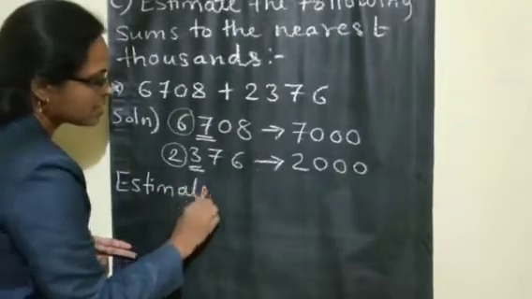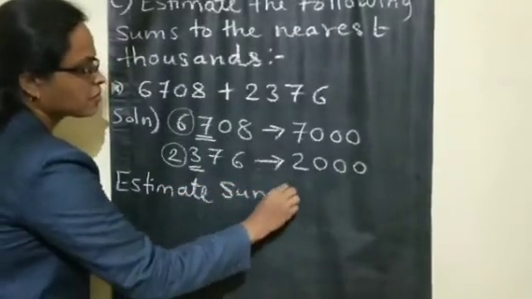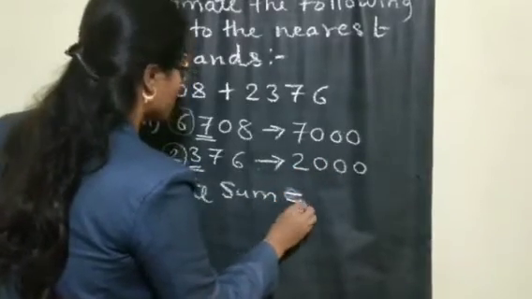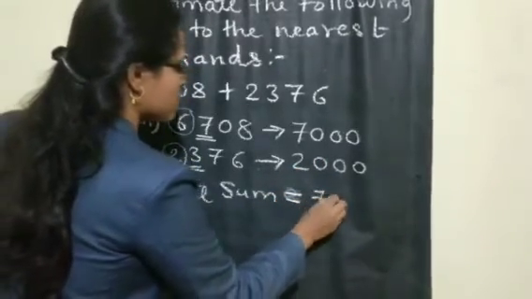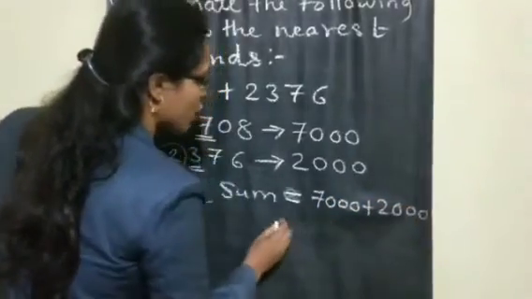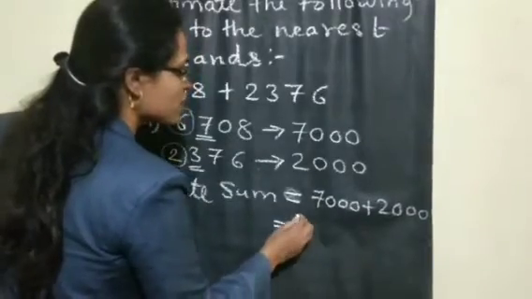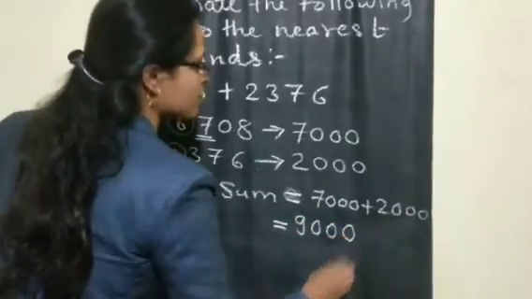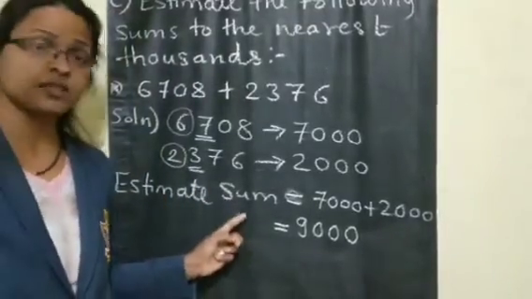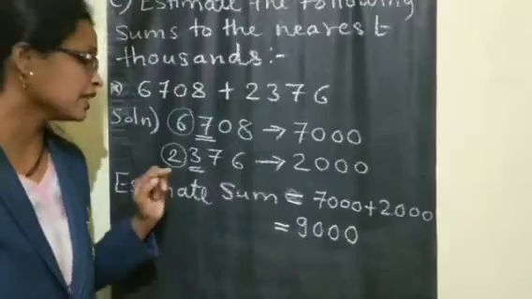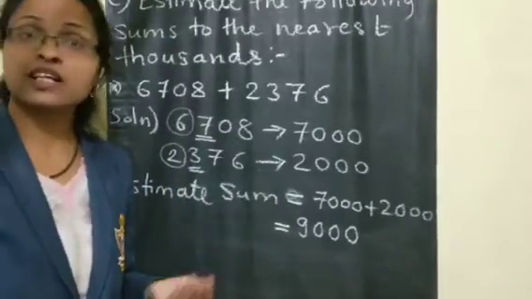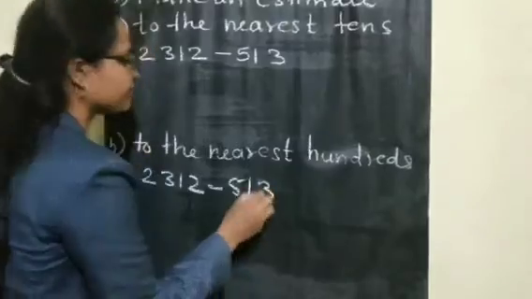And now let us write the estimate sum. Estimate sum is equal to 7000 plus 2000. So how much are you getting? 7000 plus 2000? 9000. So here we are only finding the estimate sum because they told us only to estimate, and they have not asked us to find out the actual sum and compare. So no need.